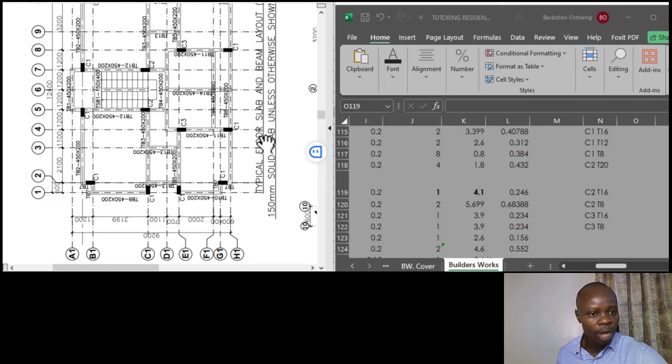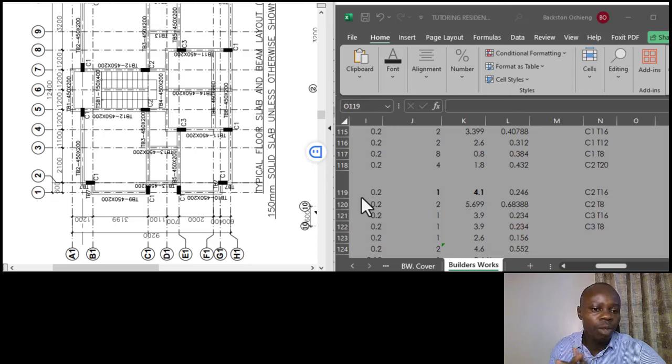So this is the beam layout that you need to refer to when you are estimating the reinforcement bars for the beams. What you do is identify where those particular beams are, how they have been identified, the names they have been given, and then you prepare what you call a beam schedule. A beam schedule is basically you identifying that we have beam TB1, they are of this size, and this is the length that they have, and so on.